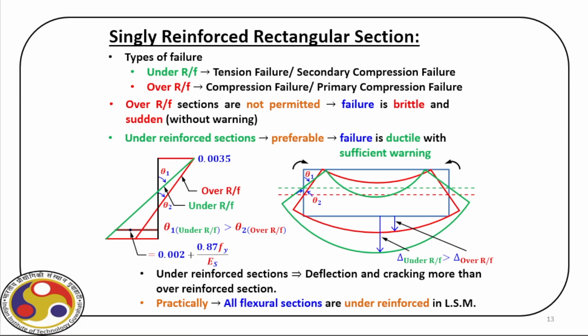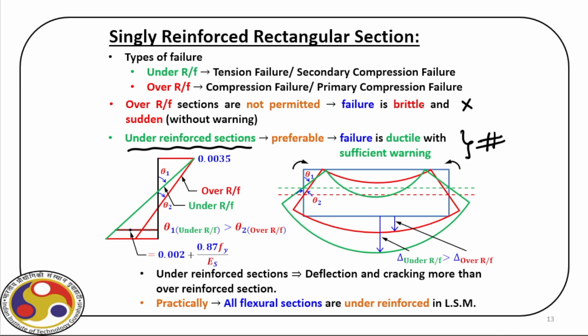So these are again the same strain profiles for different options. So as we start with under-reinforced sections, that is what is preferable. Failure is ductile with sufficient warning. This point is actually to be noted, always remember this. We will not go for an over-reinforced section which offers a brittle failure.